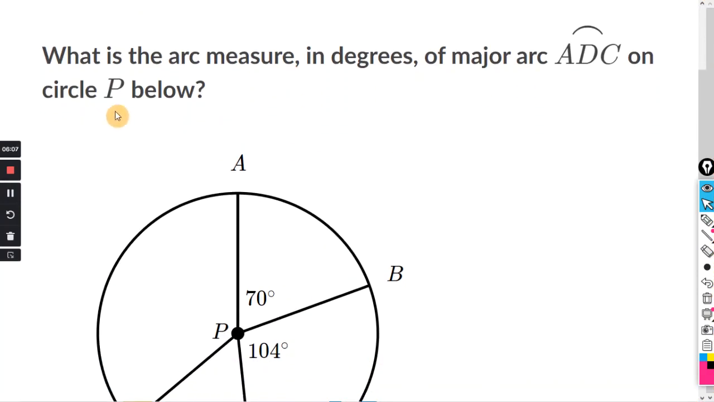Like we said, the circle is named for its center, so circle P means that P is the center. And we said minor arc is less than 180, major arc is just going to be more than 180. Excuse this interruption, Marcos. But anyhow, when they use 3 letters for the arc, ADC, you have to trace the letters along the arc in that order, ADC.